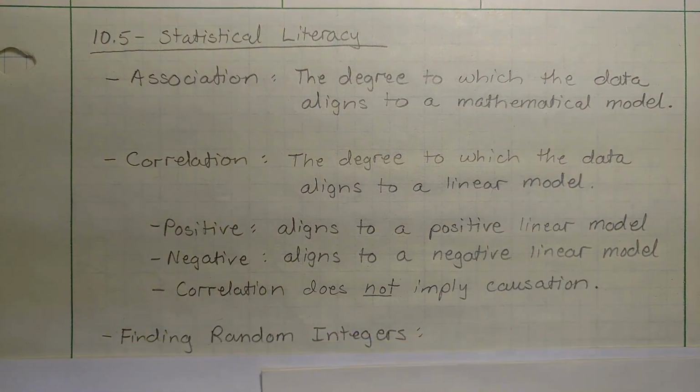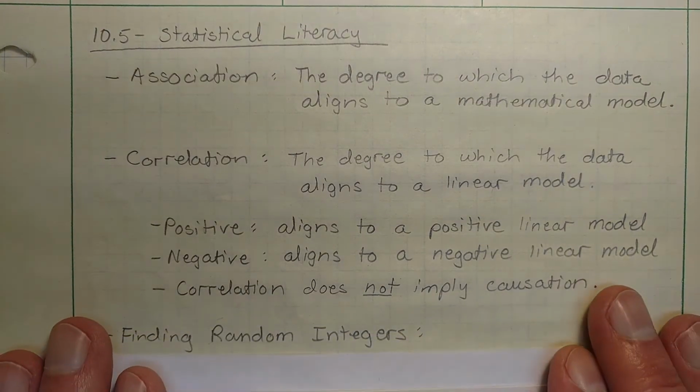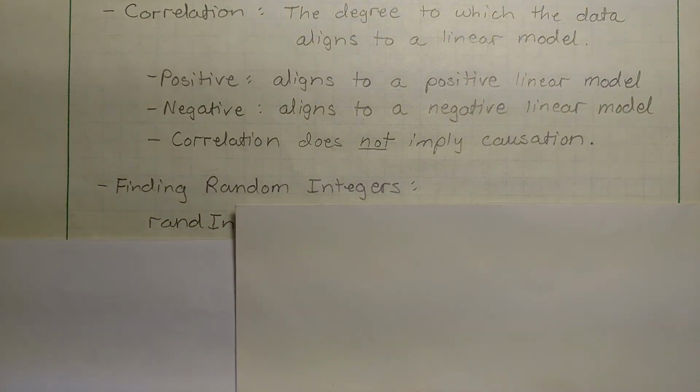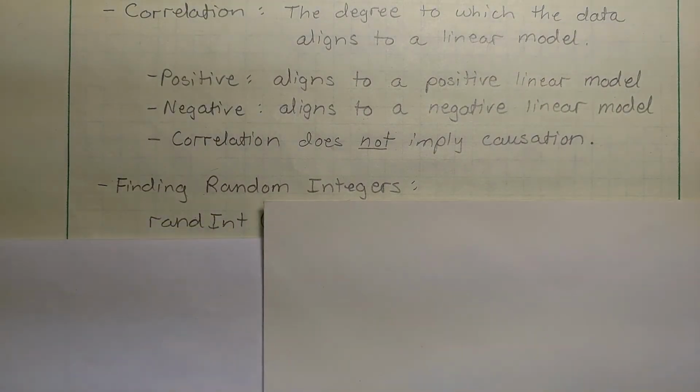All right, next thing, finding random integers. One of the things you might be asked to do is find a random integer, in other words, just pick a number at random. Well, the way that we do this is with our calculator, and we have something called a random integer feature. It's called randint. So if you look in your calculators, you will find that random integer feature, and you can get it in the catalog and type in R and go to it there.